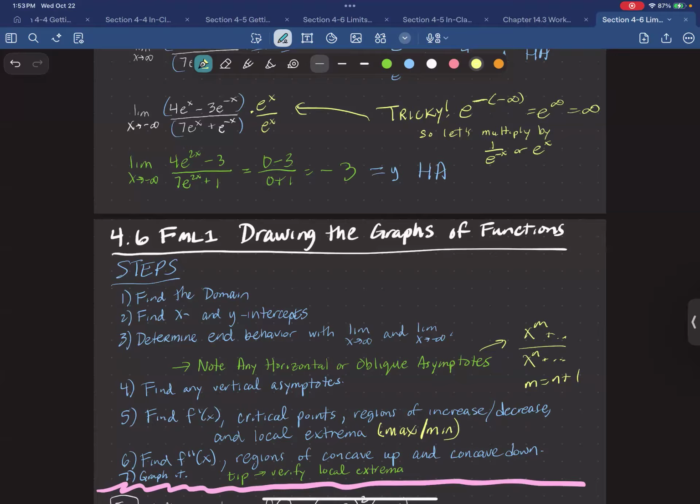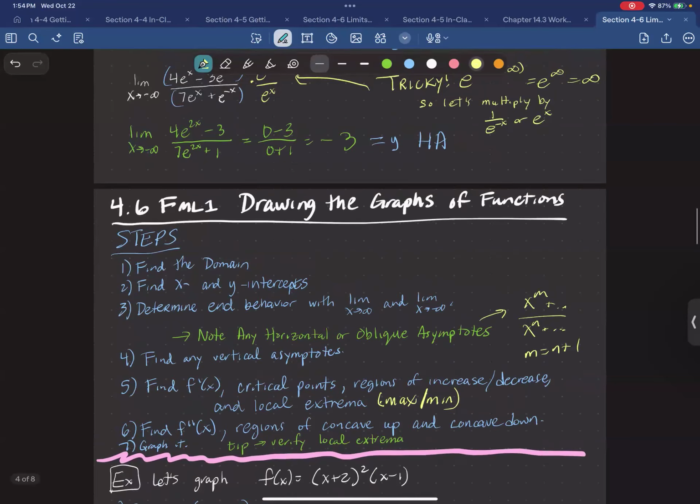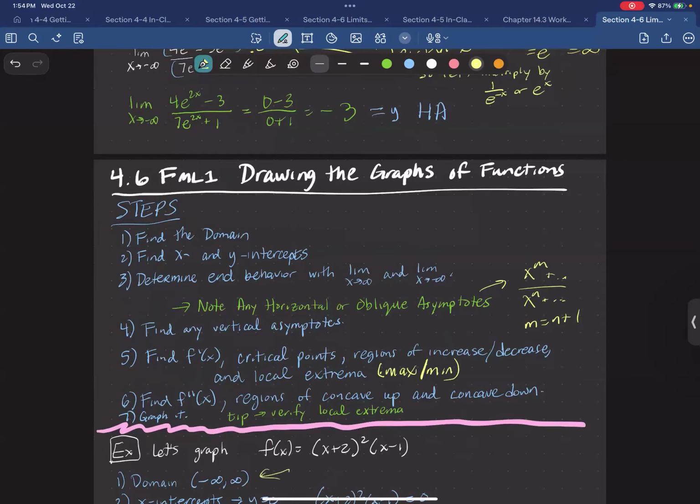Let's start our first FML problem. We're going to start off with a simple one, a polynomial. f of x equals (x plus 2) squared times (x minus 1). This is a polynomial, so polynomials have infinite domain. They have no problems anywhere. So, yay!